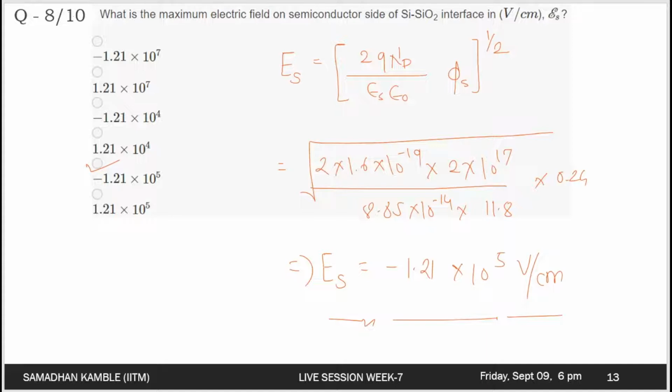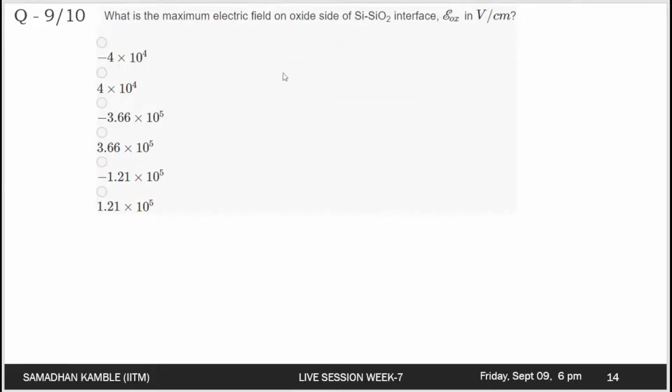So we can get this particular answer. Going to the 9th problem, what is the maximum electric field on the oxide side of the silicon oxide interface? Now we are on the oxide side, that is, E_ox is asked. So for this we can use simply a relation based on Gauss law, that the permittivity on the oxide side times the electric field on the oxide side is equal to the permittivity on the silicon side times the electric field on the silicon side.